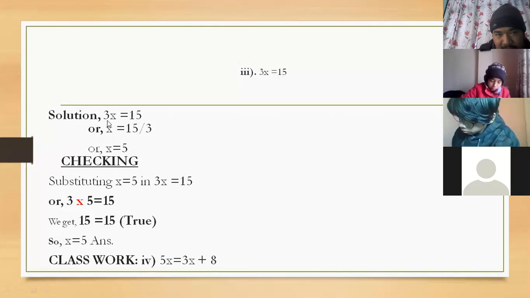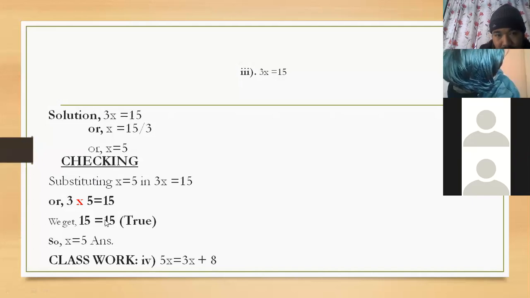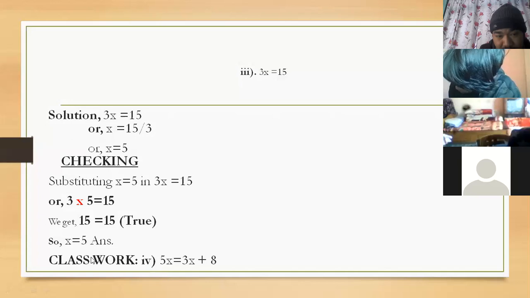15. Multiply. When 3 goes to the other side, it will be divide. 15 divided by 3 means 5. Then check. While checking, put the value of x in the equation. Sir, can you explain that 15 equals? Classwork? Yeah, I am explaining classwork also. After this also I'll explain that. x equals 5 is the answer.